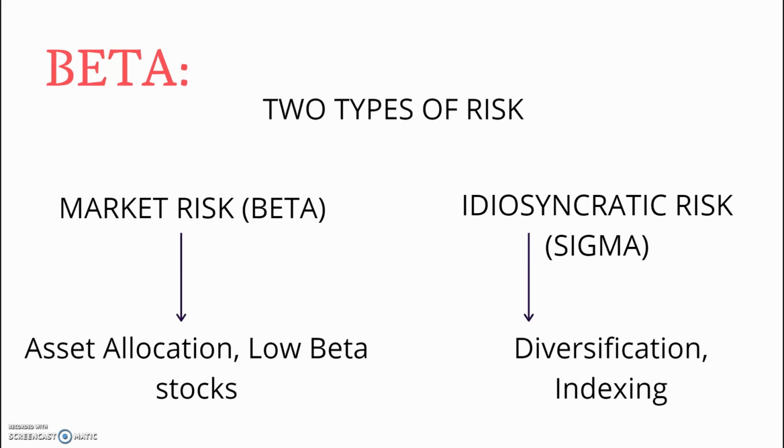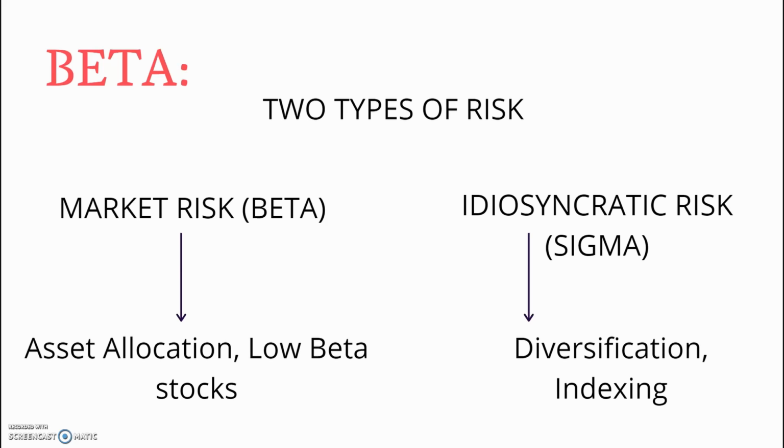What do I mean by market risk? Well, when you buy a single stock, there are two types of risks associated with it. The market risk, or the risk of the entire market. This could be called the beta. The idiosyncratic risk, or the risk of that single stock. This is the standard deviation or movement of that single stock, also called the sigma.